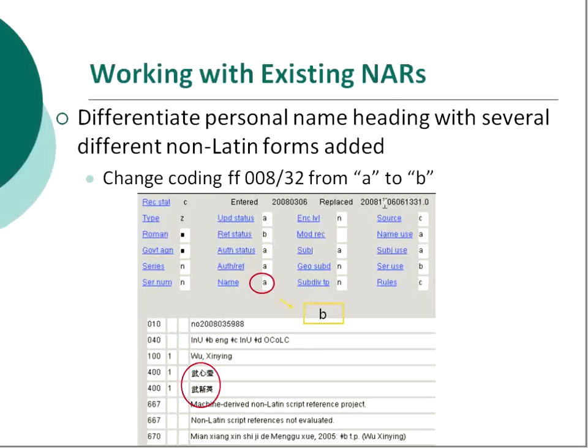Working with existing name authority records. Now, NACO libraries are urged, when you encounter a name authority record that is coded as a differentiated personal name, and you see that the record no longer represents one single personal name, for example, the two 400 fields showing here now represent more than one person, in that case, catalogers are urged to change the coding, which is showing here in the red circle in the fixed field, to B, to reflect that it's an undifferentiated heading.